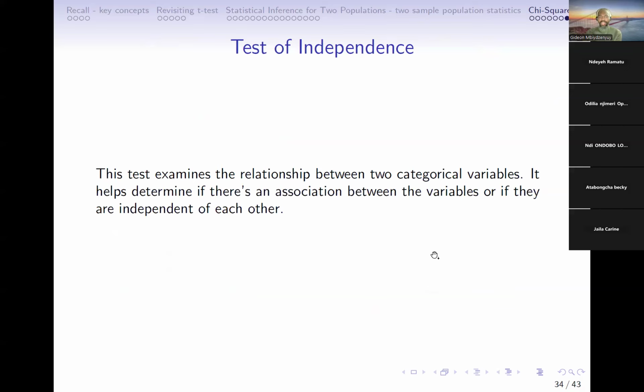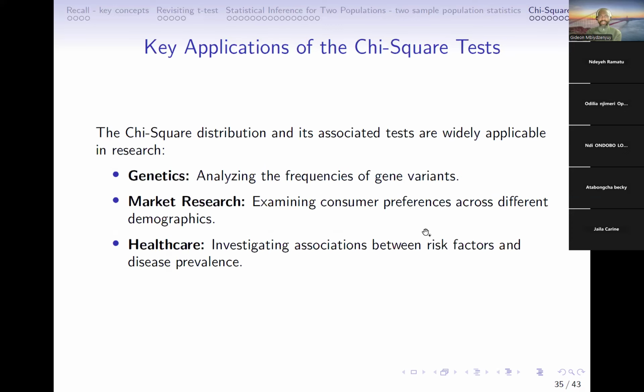We can also test independence to examine the relationship between two categorical variables and determine if there is an association between the variables or if they are independent of each other. Two categorical variables here could be two different colors in this case, and we determine if there's an association between the variables or if they are completely independent.